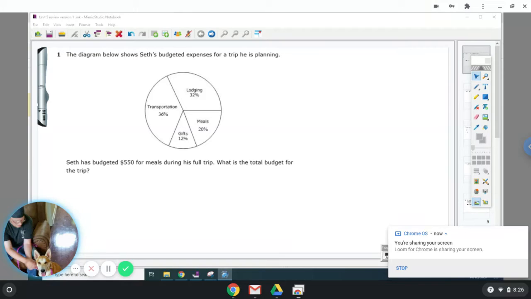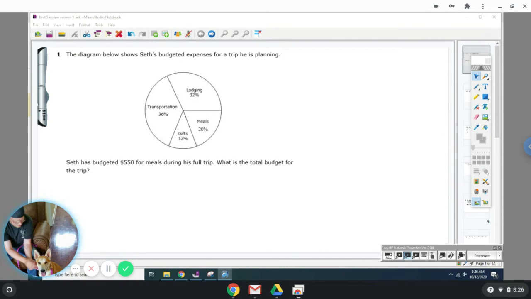So this is your Unit 5 review for 6th grade honors. It says the diagram below shows Seth's budgeted expenses for a trip he is planning. Seth has budgeted $550 for meals during his full trip. What's the total budget of his trip?